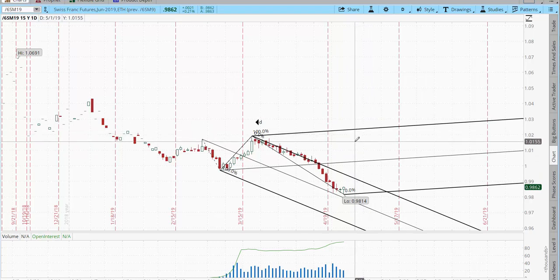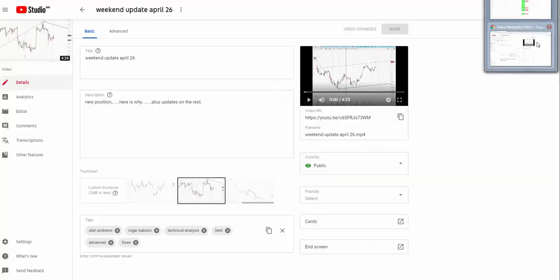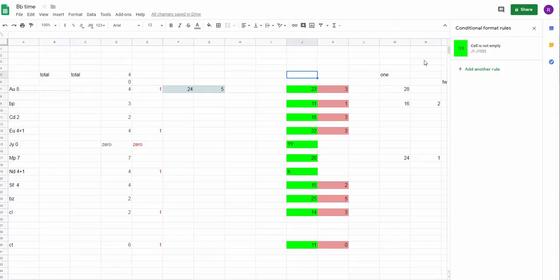So we have longer term positions, and as part of the trading plan, we also have shorter term positions. Now, here's what I do for the shorter term positions. Here it is. See the green and red stuff? Okay, so here you have Australian dollar, Mexican peso, cotton, and the list goes on.